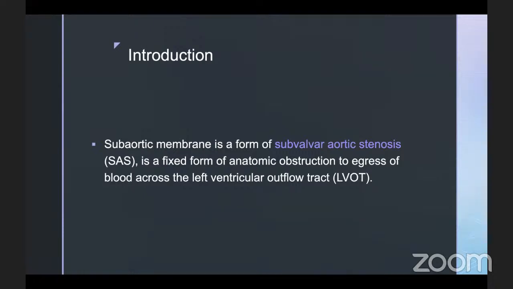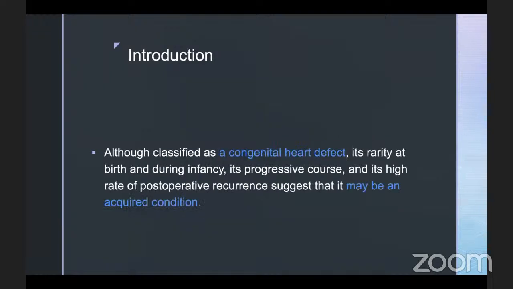Subaortic membrane is a form of subvalvular aortic stenosis. It is a fixed form of anatomic obstruction to egress of blood across the left ventricular outflow tract. Although classified as a congenital heart defect, it is rare at birth and during infancy. Its progressive course and its high rate of postoperative recurrence suggest that it may be an acquired condition.